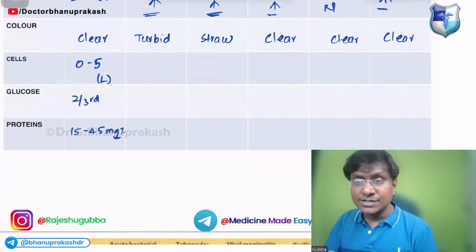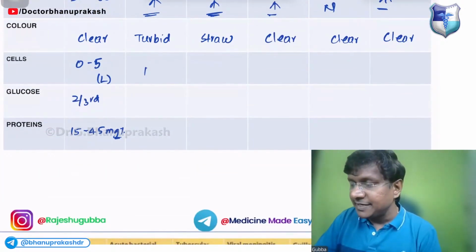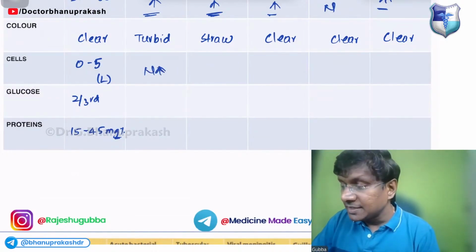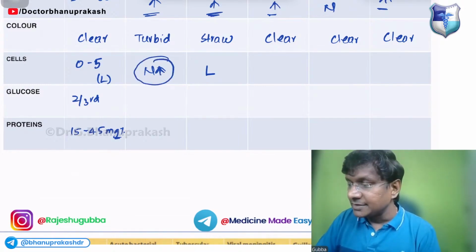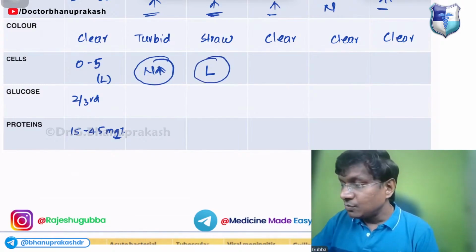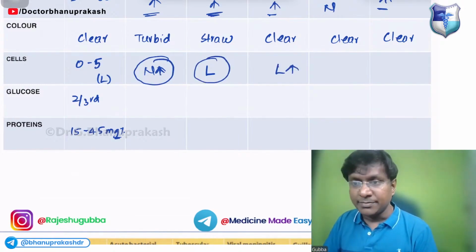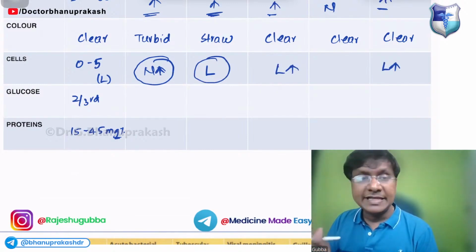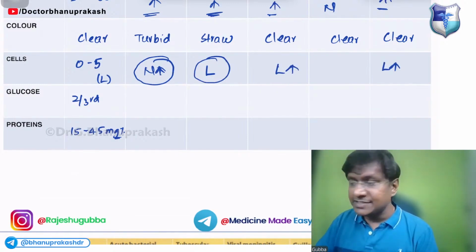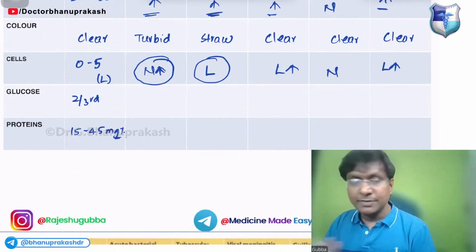And if you take the cells, in bacterial meningitis it is neutrophilic predominant. Whereas in tubercular meningitis, lymphocytic predominant. Viral meningitis, lymphocytic predominant. Fungal meningitis, lymphocytic predominant. And will there be an increase in the number of cells in Guillain-Barre syndrome? No. The number of cells will be normal.